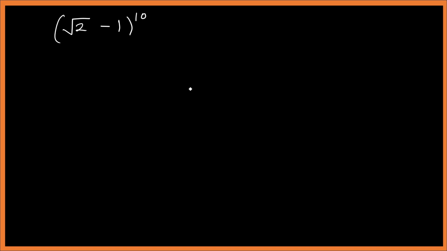Let's simplify this expression together. So we are given (square root of 2 minus 1) all raised to 10. Let's represent what is in the bracket by a variable. So let square root of 2 minus 1 be x. It means that x to the power 10 is what we are after.